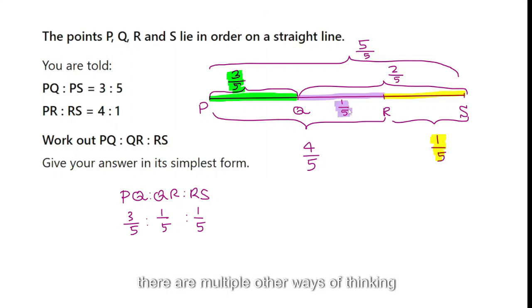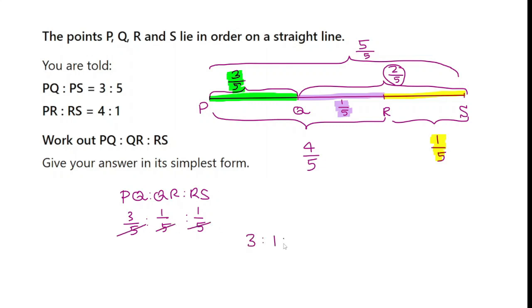Now, there are multiple other ways of thinking about it. For example, this is 2/5 from here to here. This bit here, R to S, is 1/5. So obviously that remaining bit must be 1/5. So obviously here we can cancel out the 5s. And the answer is 3:1:1.